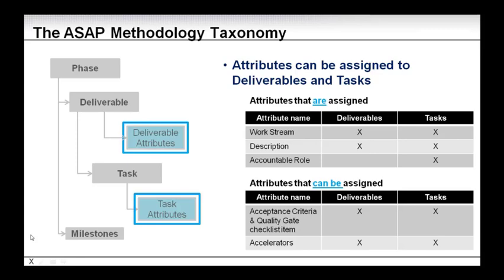Same is true for the accelerators that are in there. Which deliverables and tasks you want to assign accelerators to is a project decision. Some accelerators come free of charge, included in the methodology. Some accelerators are additional components that you need to purchase from SAP or a third party to benefit from the accelerator, and therefore these are attributes that can be assigned. It's a project decision.